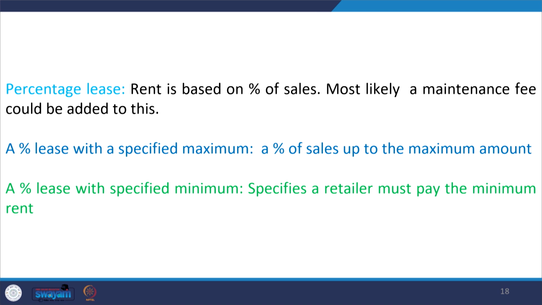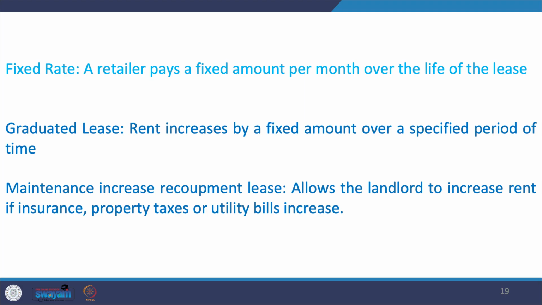Let's say even if there are no sales or very few sales, this amount has to be paid as part of the rent to the owner of the retail site. Another could be a fixed rate. In this case, the retailer pays a fixed amount per month over the life of the lease, but this can have a graduated lease clause, which means the rent increases by a fixed amount over a period of time.